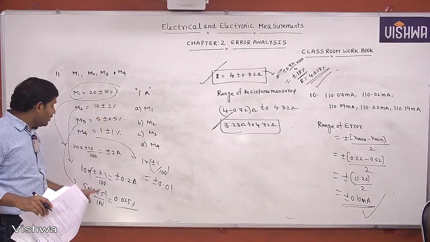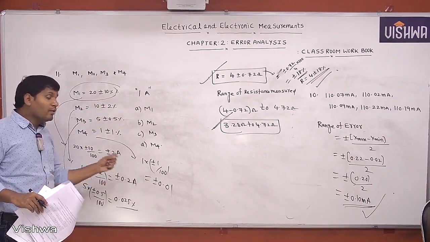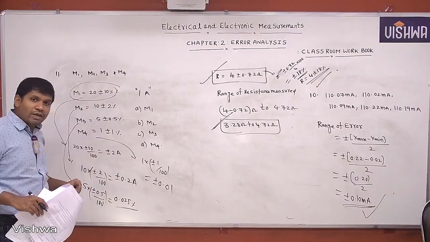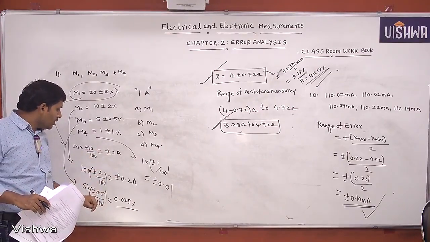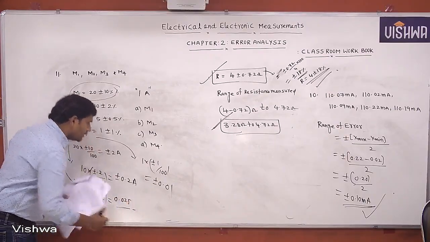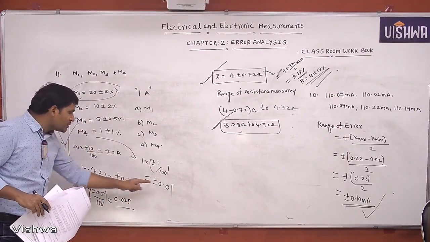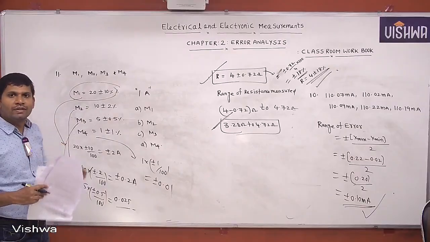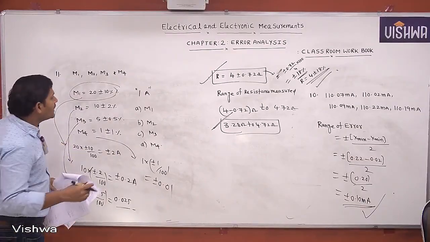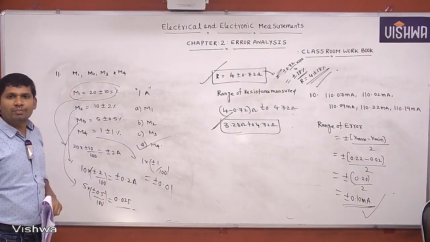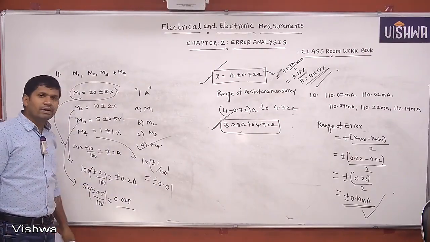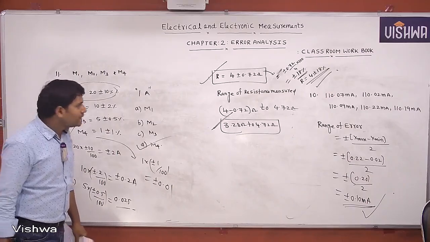Among all these, which is more accurate? This error is 2 ampere. This error is 0.2 ampere. This gives 0.025 ampere error. This gives 0.01 ampere error only. So which is more accurate? M4. That's why the best selection is the M4 ammeter to measure 1 ampere. This gives only 0.01. Clear? Like this we can solve.